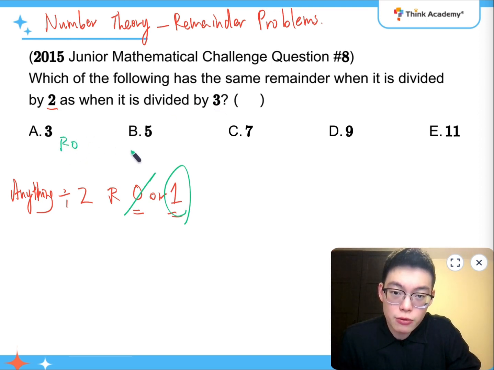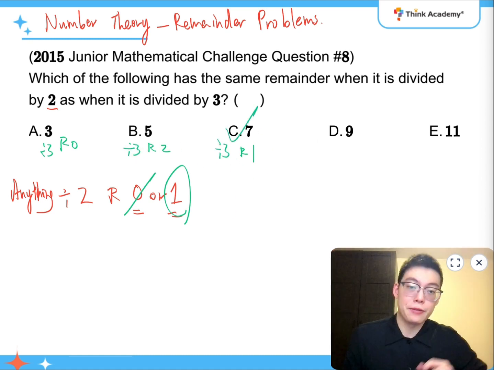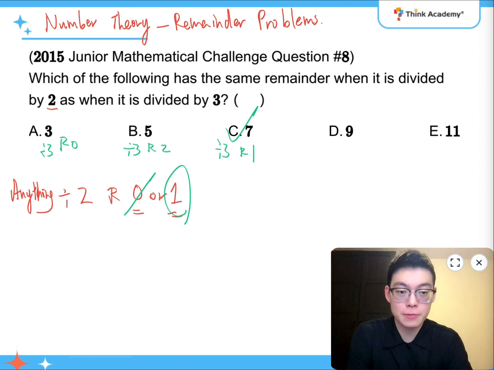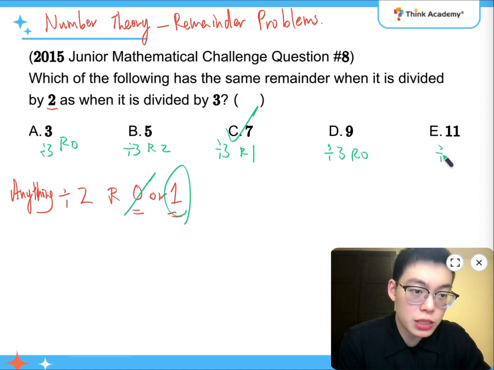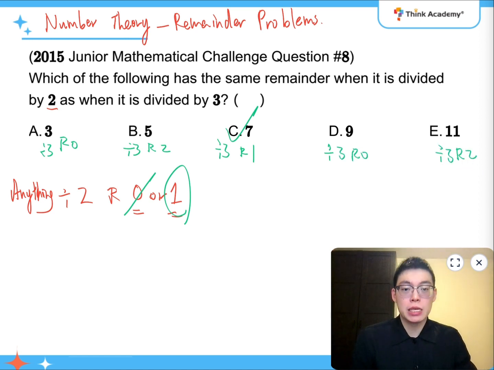So this is like remainder 0, remainder 2, remainder 1. So we know that this is all dividing by 3, okay? We know that it's going to be 7. That's how we know it. If you don't believe me, you can carry on with 9. So this is having a remainder of 0. This is having a remainder of 2. So 7 is the only one that fits the requirement, which is it has remainder 1 when divided by both 2 and 3.